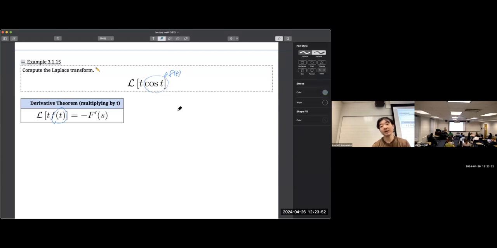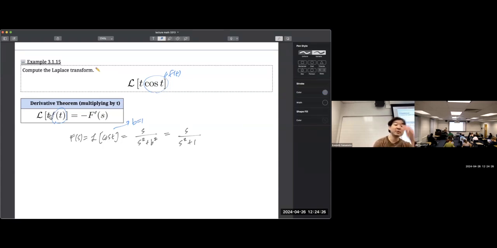I can just compute the Laplace transform of cosine of t, which I'll say is my F of s, equal to the Laplace transform of cosine of t, which we know is s over s squared plus b squared. From the table, it's just going to be s squared plus 1 because b is equal to 1 here. That's the Laplace transform of my f of t.